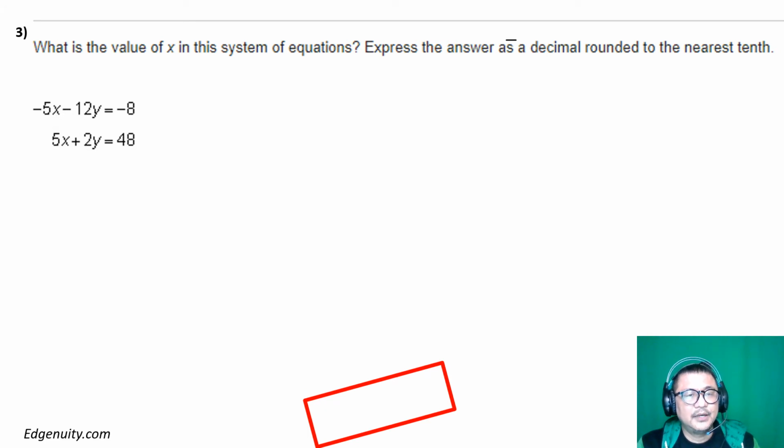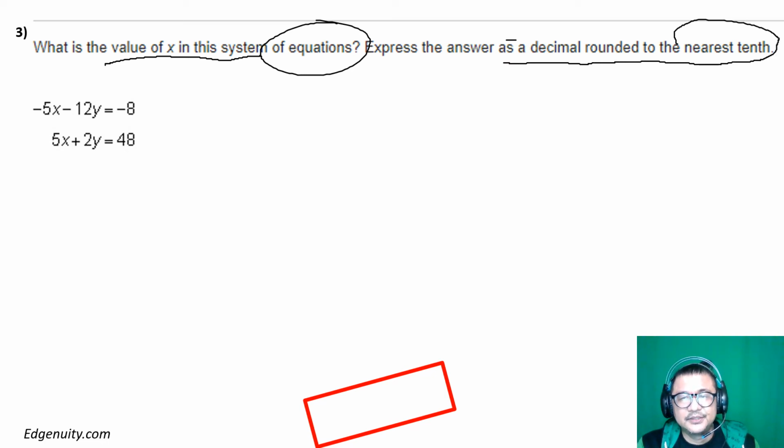Okay, so now what is the value of x in this system of equations? Our answer should be a decimal rounded to the nearest tenth. Let's go through the process, okay? It's already arranged wherein the x and the y are on the left side, and on the right side of the equal sign is the constant.